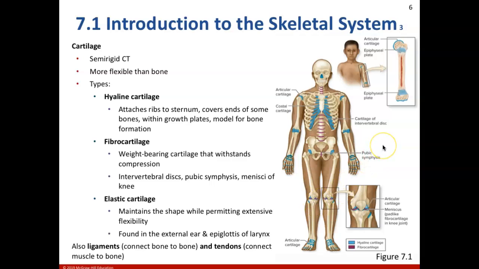And lastly, we have elastic cartilage, which isn't really pictured here, but it helps to maintain the shape while permitting extensive flexibility. So we find this in the area of the ear or the auricle, the flat portion of the ear, and also the epiglottis in the larynx.